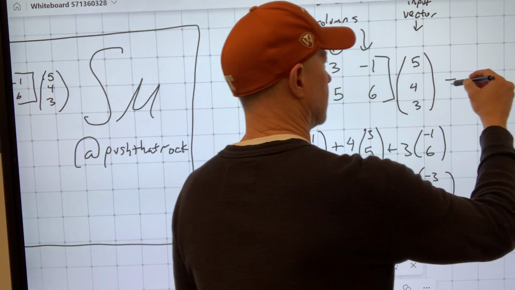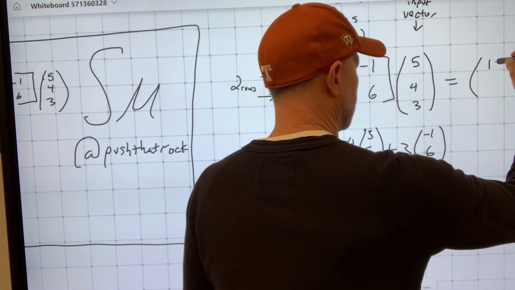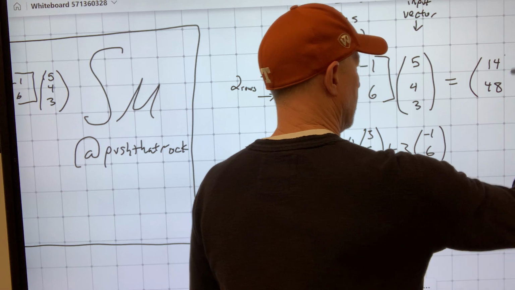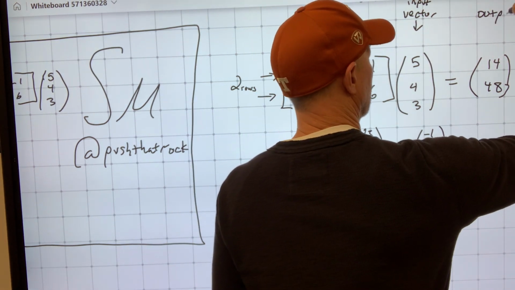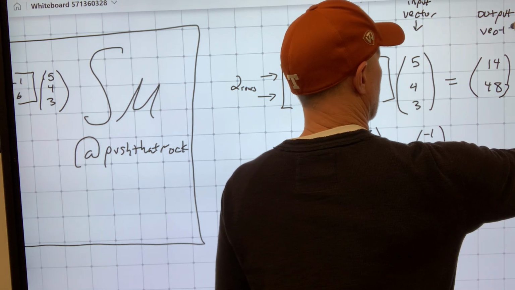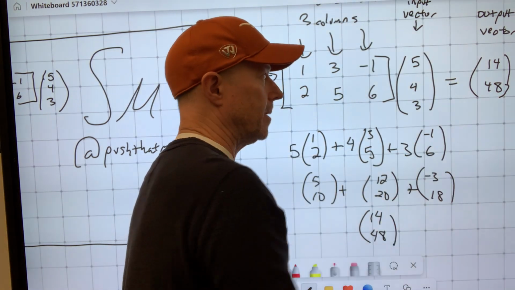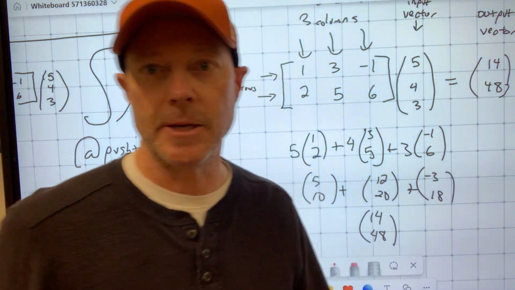And that's the product. This is called the product, but it's the output vector. So we put in a 3-space vector, we got out a 2-space vector.